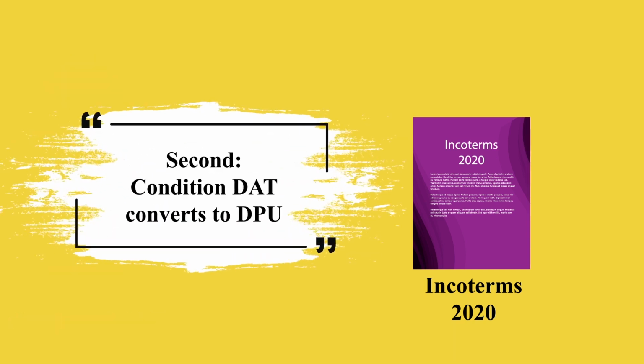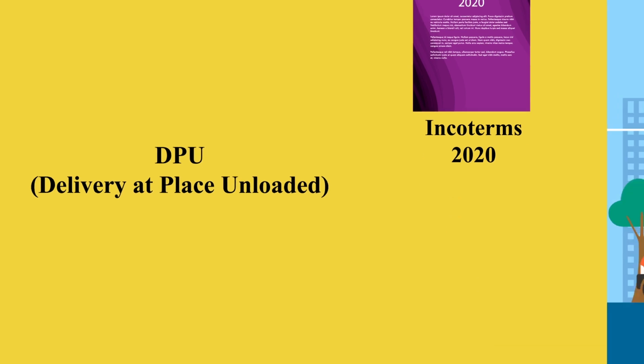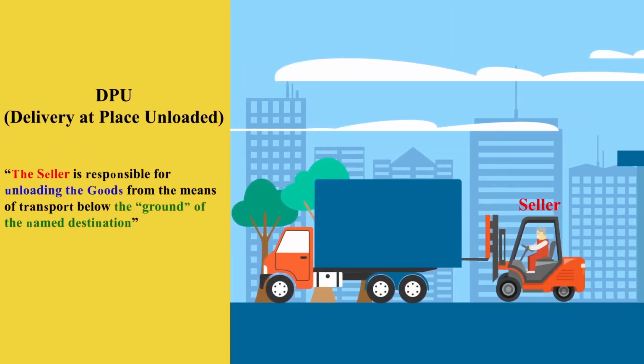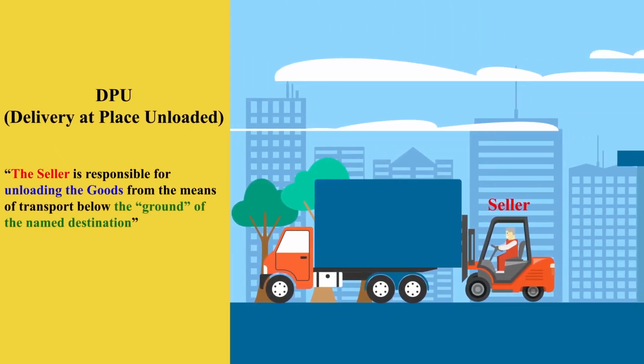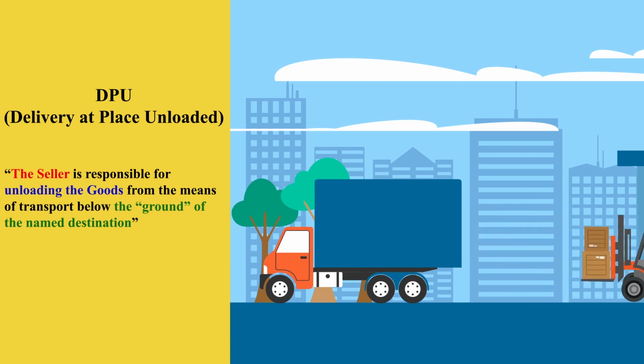The second is the condition that DAT converts to DPU. DAT, delivered at terminal, will be replaced by DPU, delivered at place unloaded. This means that the seller will be responsible for delivery and pass the risk on to the buyer once the goods have been unloaded from the means of transport at the named place of delivery. DPU is quite similar to DAP when it comes to adding unloading regulations.